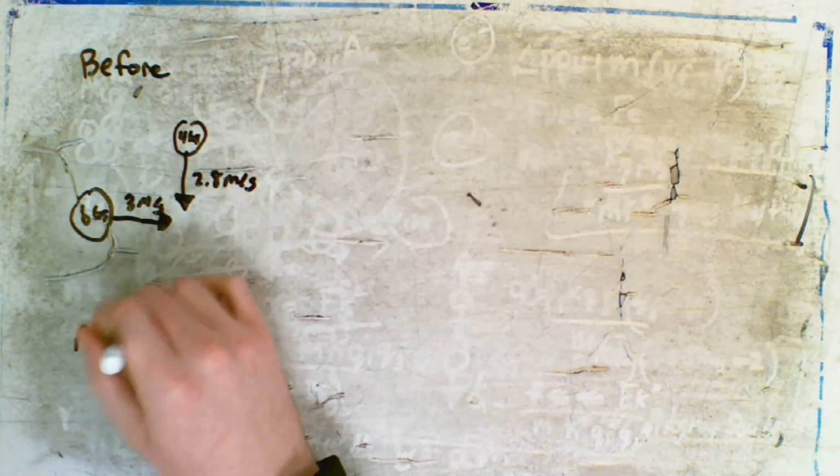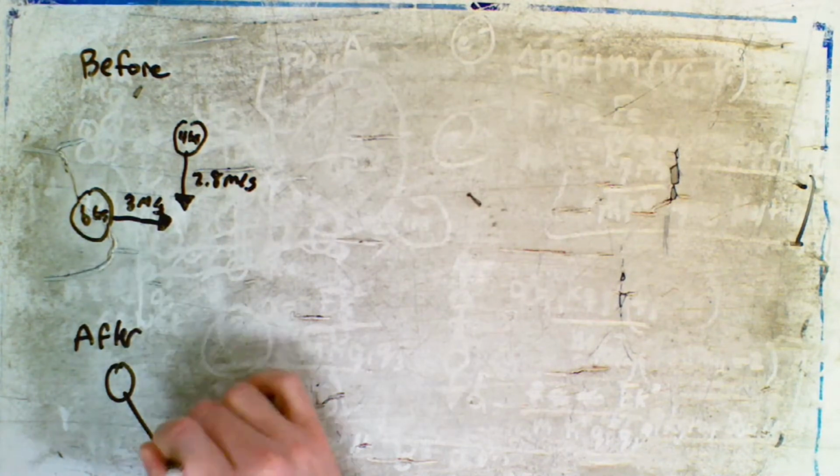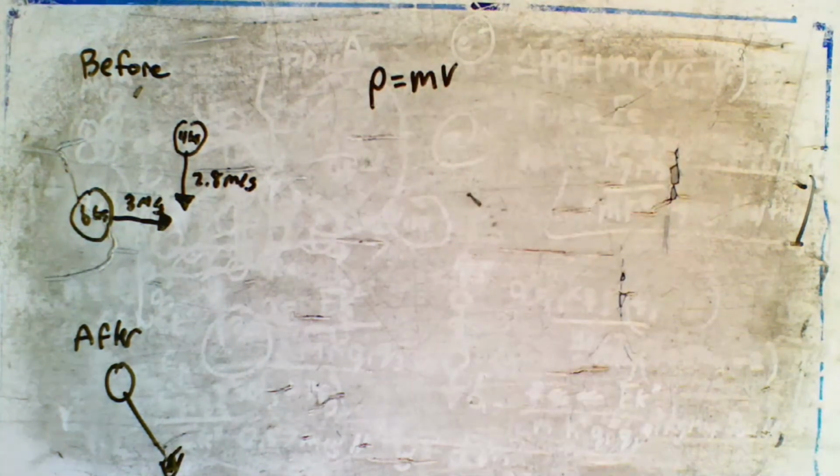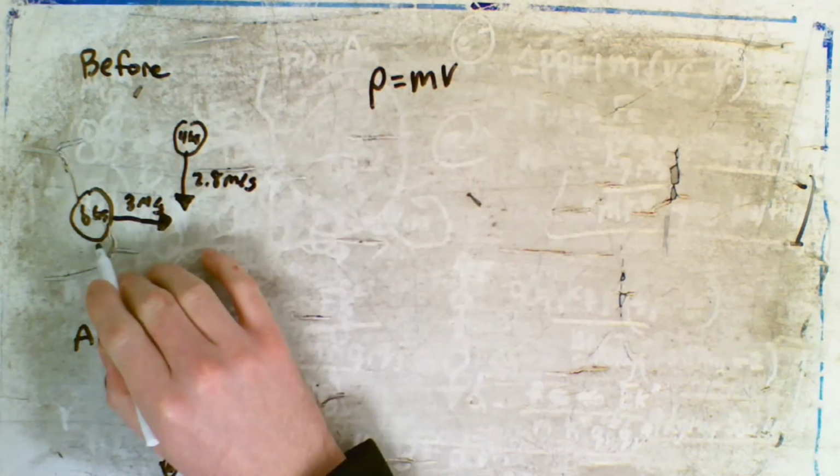So if they stick together after, it's going to be going in this direction, right? So what we need to do, well, the easiest way to start this question is we know that momentum is equal to mass times velocity. So when you're doing these two-dimensional questions, there's a lot to do. It's easiest if you just find your momentum in this step, right?